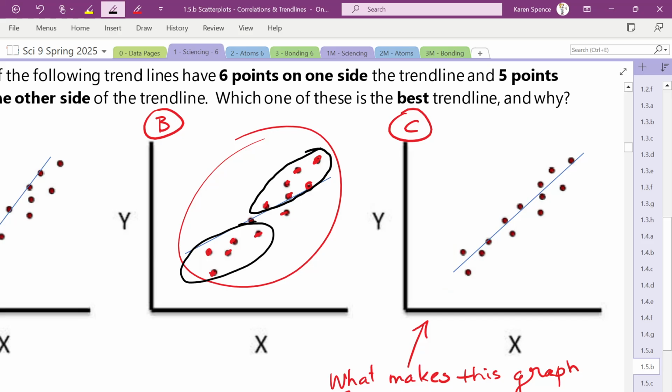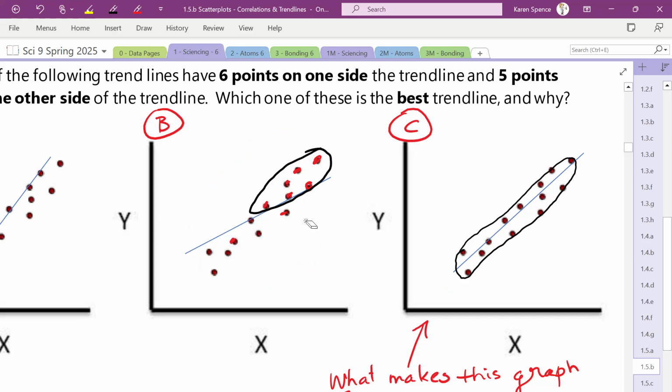And in fact, one of the techniques that you're going to learn, if you want to, is that if you draw kind of a blobby shape around all of your data points, your line should go right through the middle of the blobby shape.